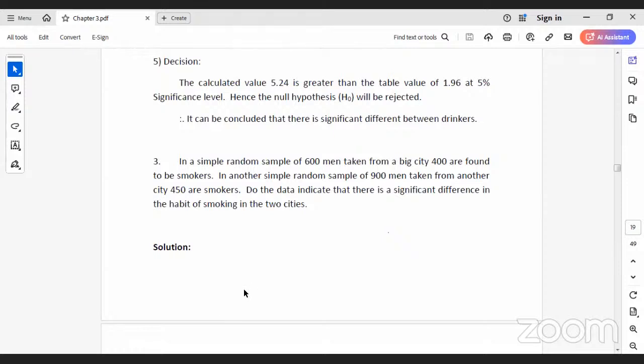Take this question, I will read it, listen carefully. In a simple random sample of 600 men taken from a big city, 400 are found to be smokers.